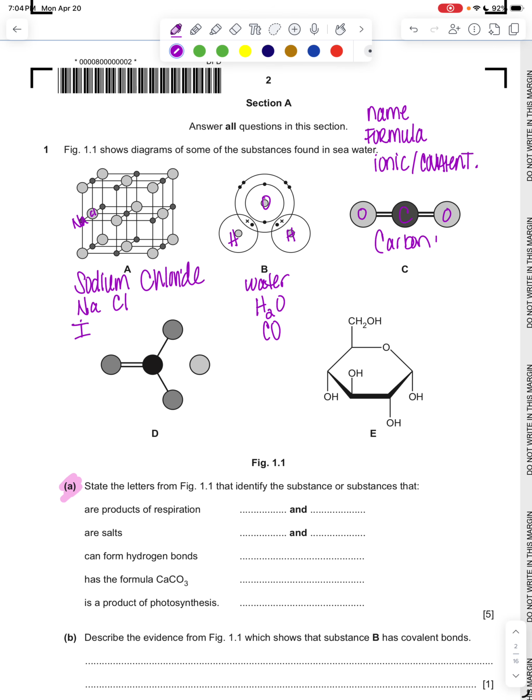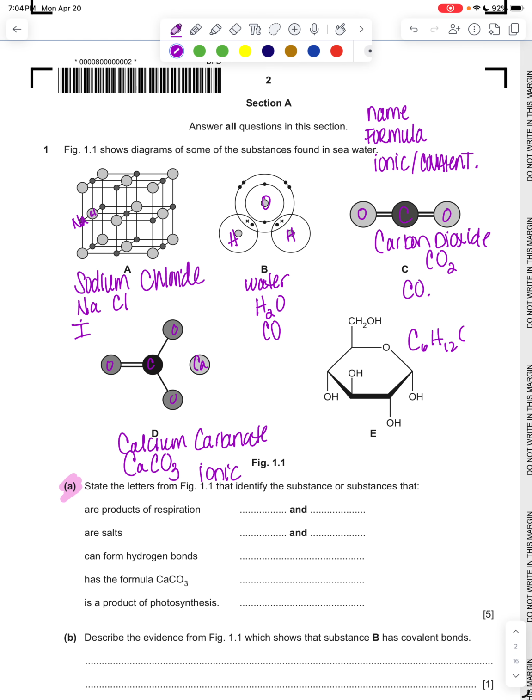carbon dioxide. And this is also covalent. They share electrons. D is calcium carbonate. CaCO3, and this is ionic. And then here is our glucose. Makes a ring shape, C6H12O6. And this is also covalent.